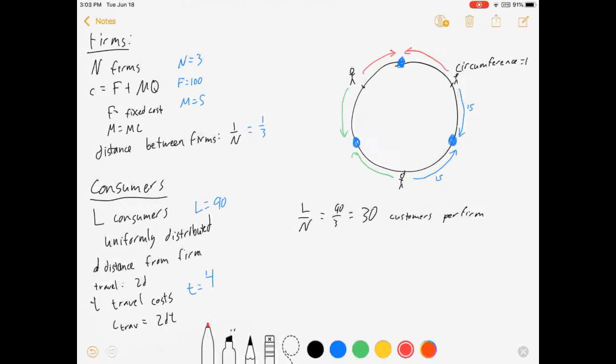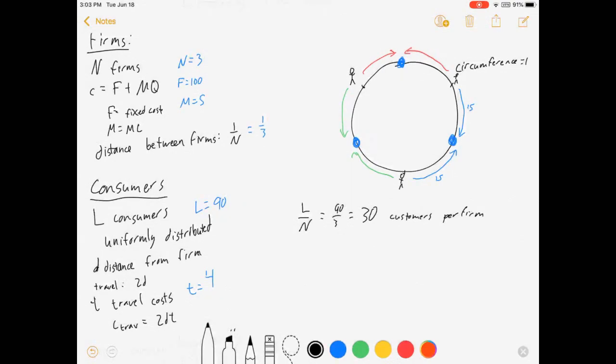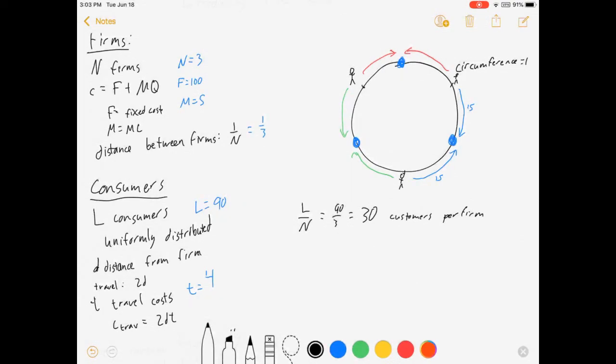Now, what is the closest? Actually, let's start with the farthest. What's the farthest anyone travels to get to one of these firms? The farthest distance traveled is half the distance between firms. Each of these little stick figures is halfway between these 2 firms. The distance between firms is 1 over N, so the max distance traveled is 1/2 times 1 over N. In this case, that's 1/2 times 1 over 3, which is 1/6.